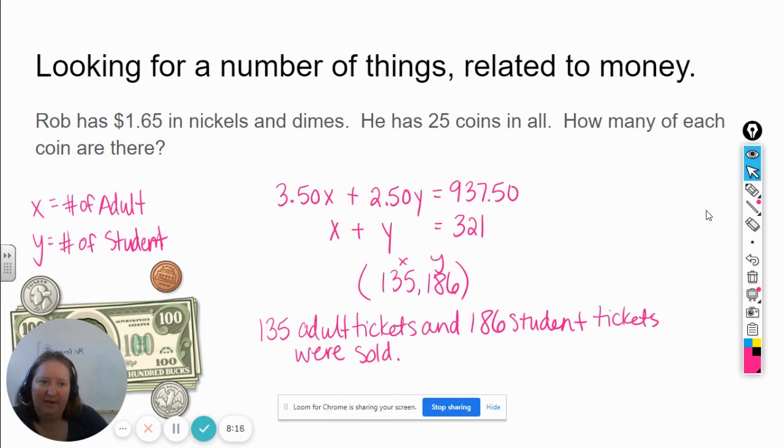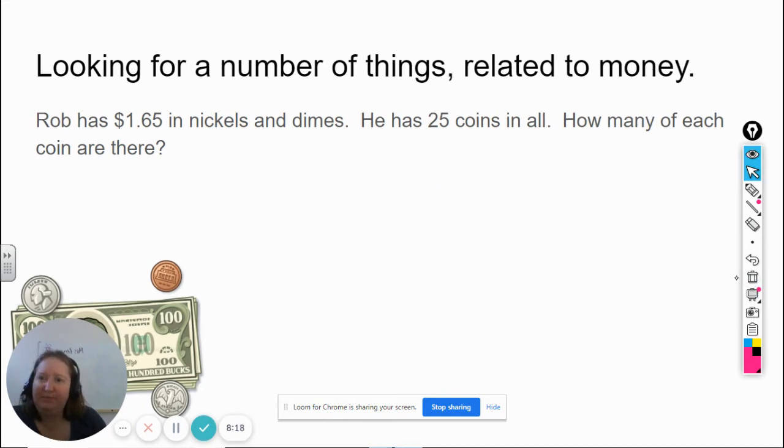Now, going on to the next one, throw this in the trash. Okay, now we're looking for a number of things, but it's related to money and coins, okay? That's why I have my little Bitmoji over here with the coins. So Rob has $1.65 in nickels and dimes. He has 25 coins in all. How many of each coin are there?